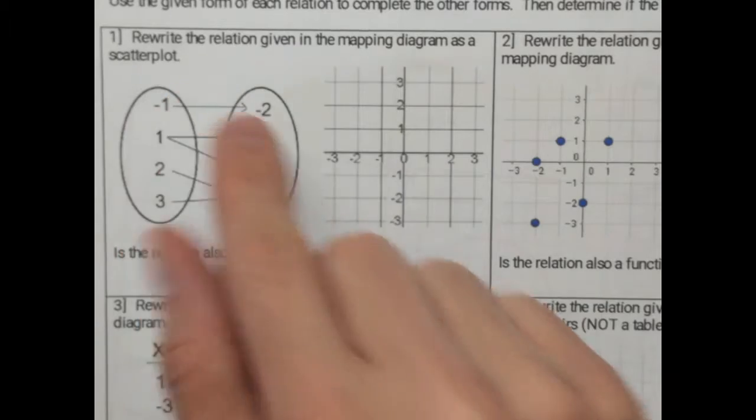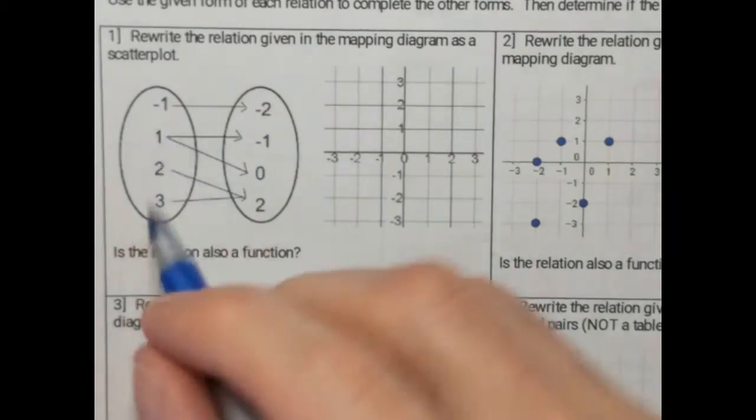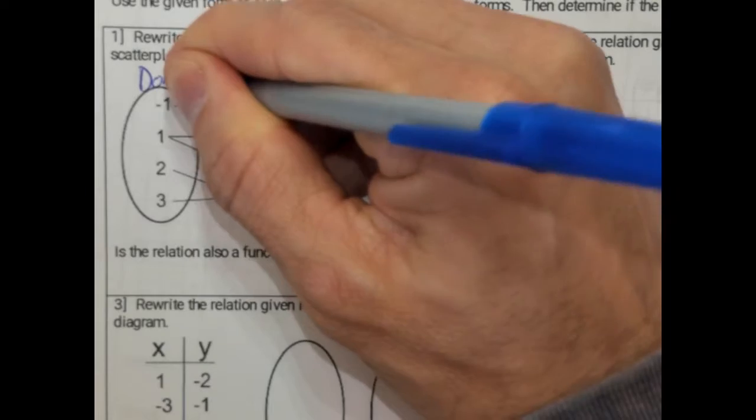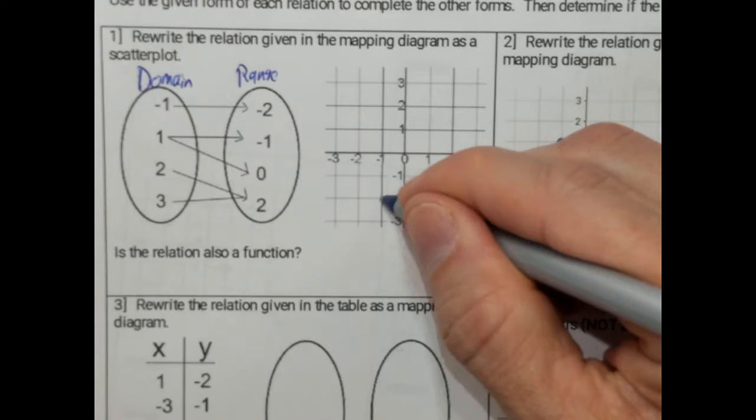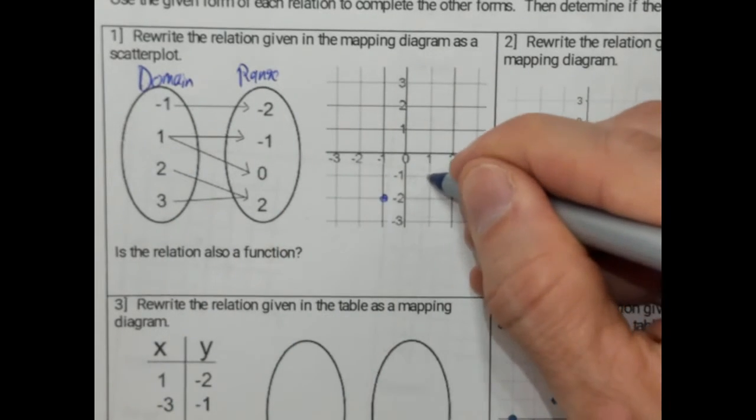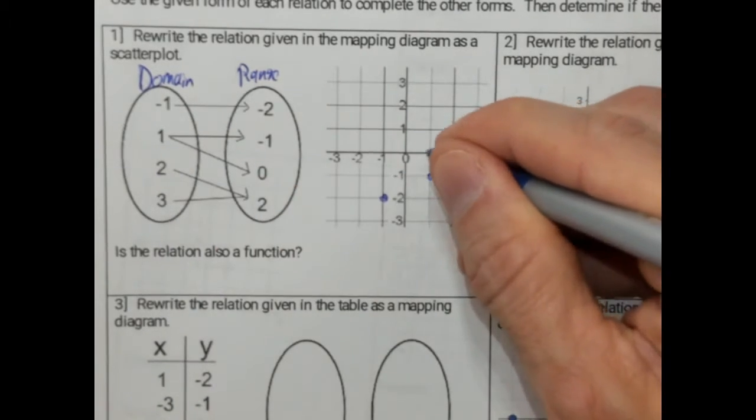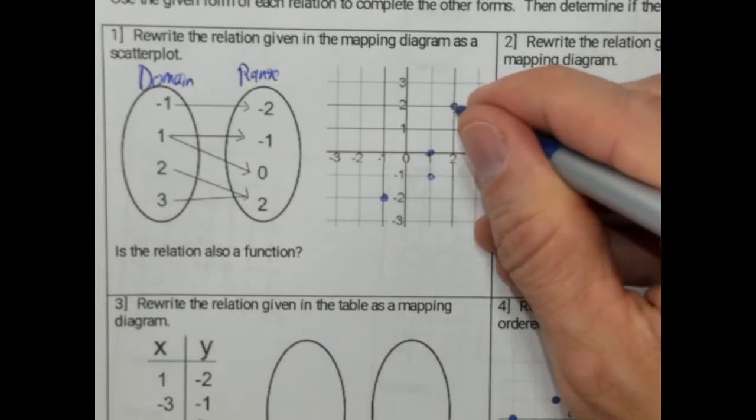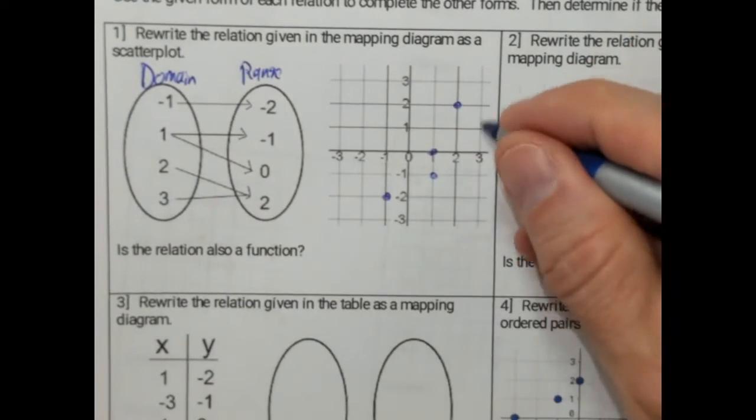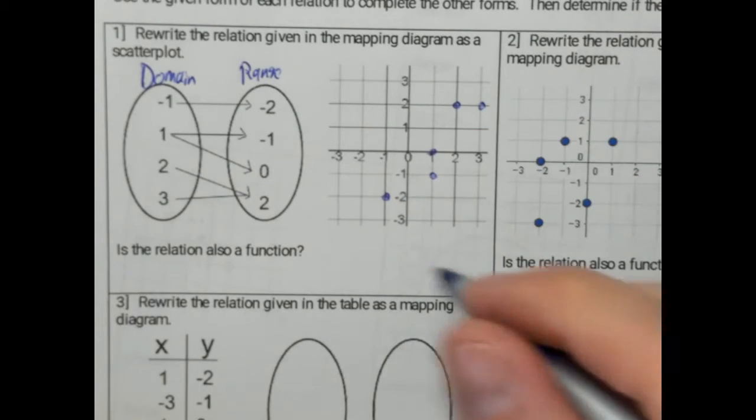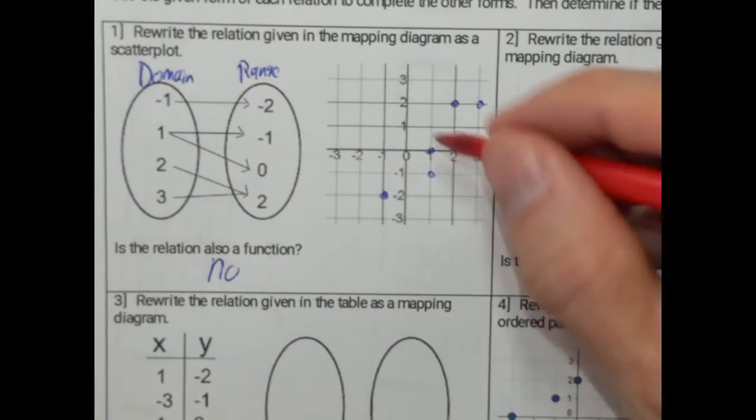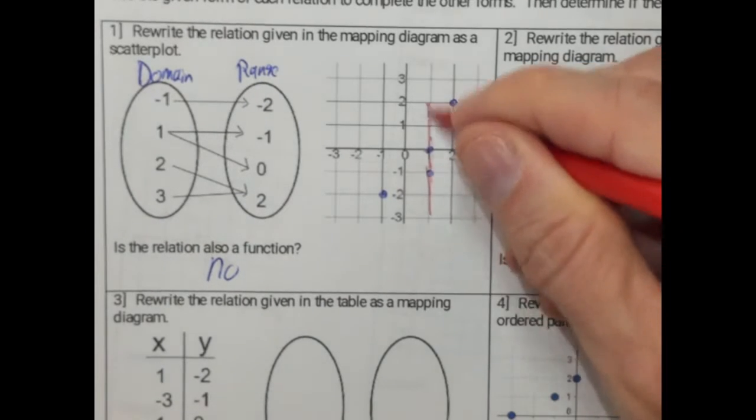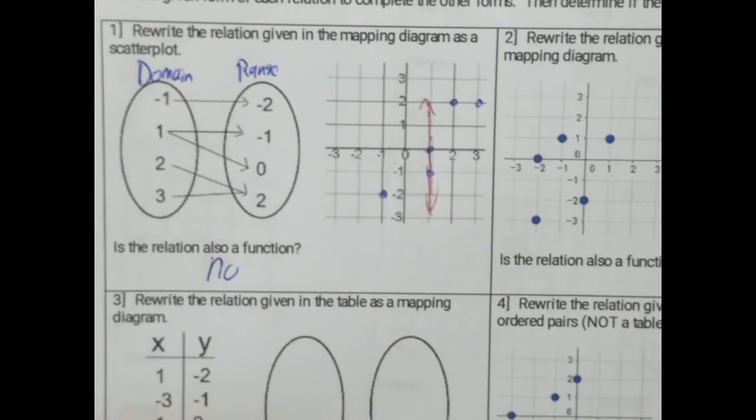Number one, rewrite the relation given in the mapping diagram as a scatter plot. So we're just going to plot these points. This is the domain, also known as the input, and this is the range, also known as the output. So -1, -2; 1, -1; 1, 0; 2, 2; and 3, 2. So that's how you do that. Is this a function? No, it's not, because it fails the vertical line test. It fails it right here, because both those points have the same x value, which cannot be the case for it to be a function.